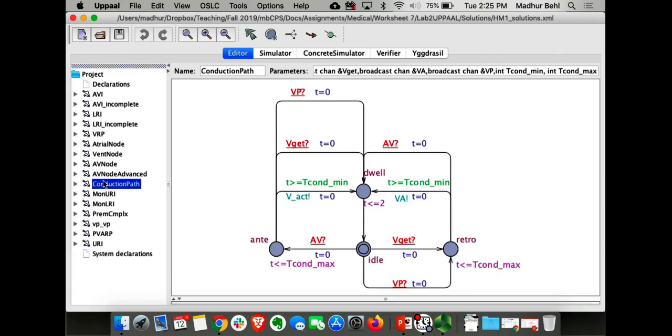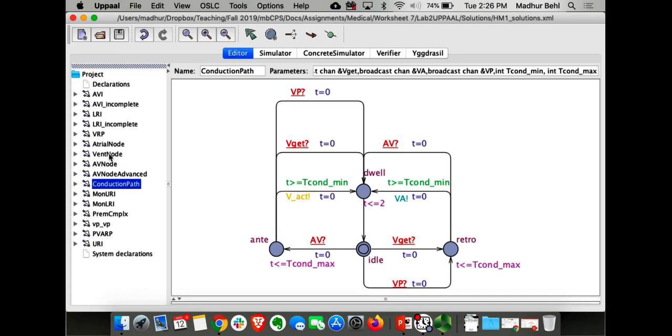So if we are in antegrade conduction, you are idle, you get the AV signal, you go into your antegrade location where we do the same thing. You can remain in this conduction delay between some value T conduction min and T conduction max. Same trick. But again, we are implying that there's a range of values. So when you come out of antegrade or take this transition, you can issue a message to activate the ventricles, right here, this message, VACT.